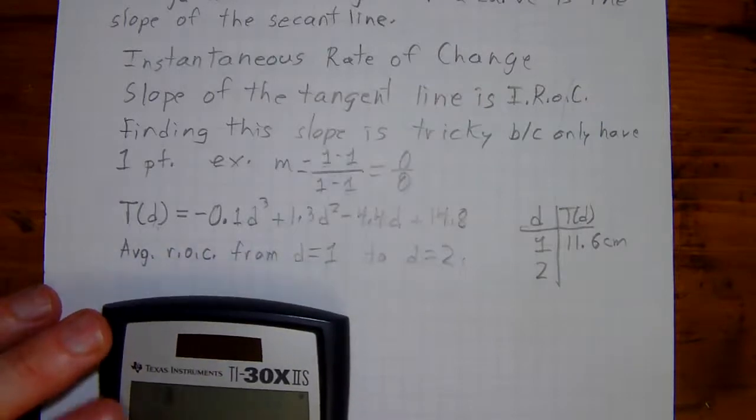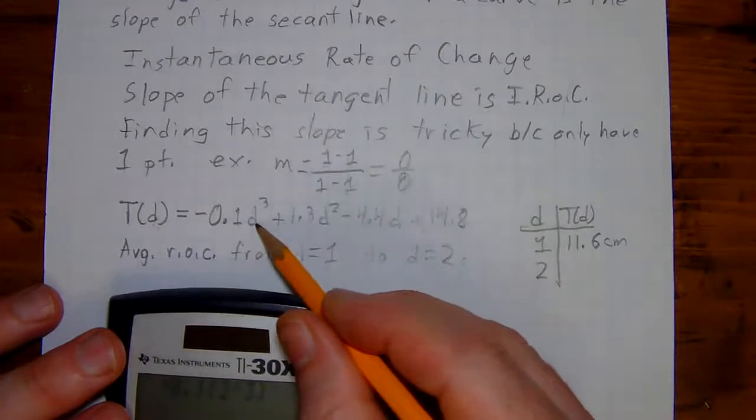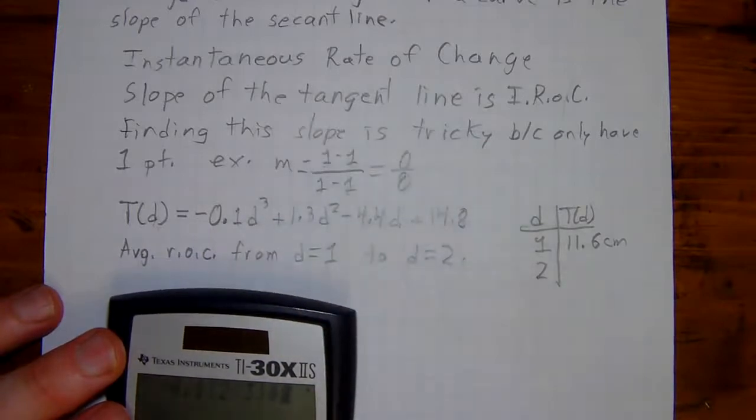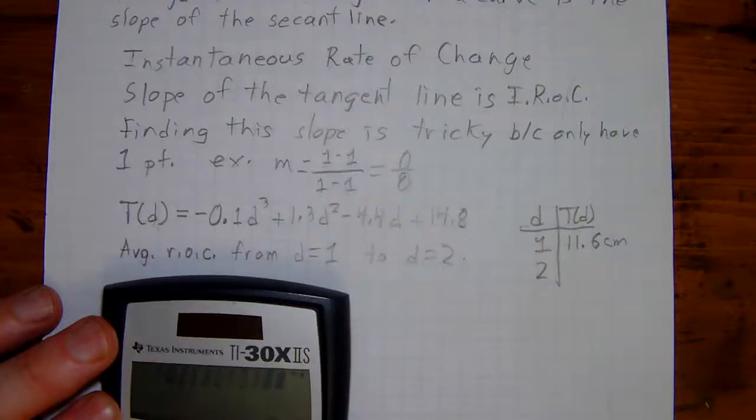On day 2, we have negative 0.1 times 2 cubed. So we've subbed in 2 for the day, plus 1.3 times 2 squared. So I'm just going to make sure here. I think I forgot a times sign.